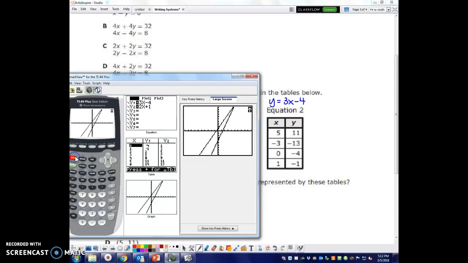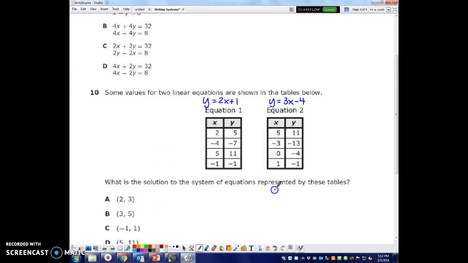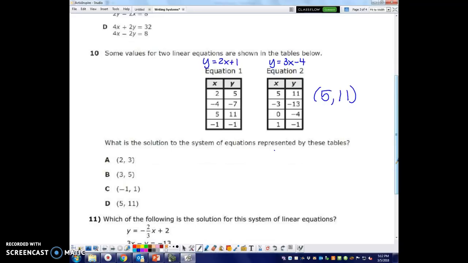All right, second, trace, 5. Enter, enter, enter. It intersects at 5, 11. So the answer will be 5, 11.